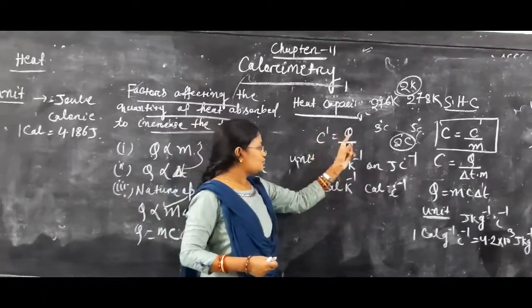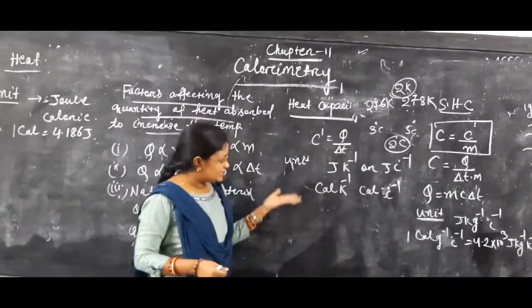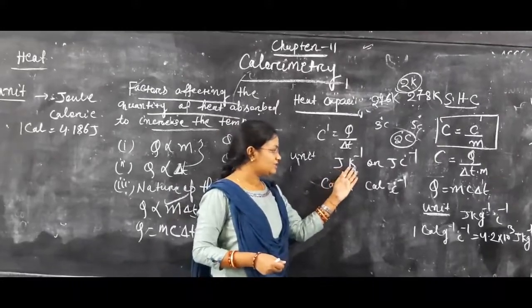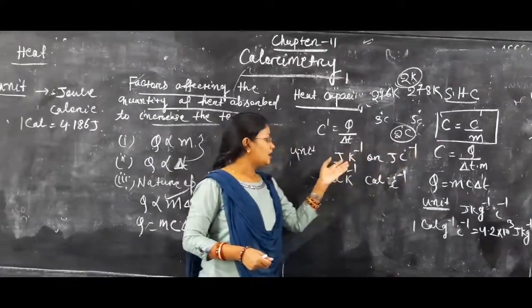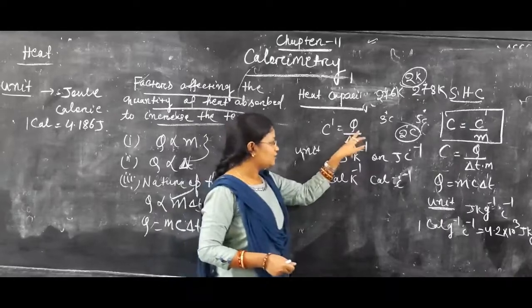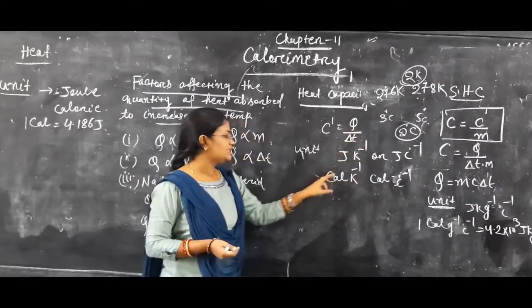So C dash equals Q by delta T, and its unit will be joule per Kelvin or joule per degree Celsius. Or you can also write, as I told you, that Q, the heat energy, has the unit calorie as well.